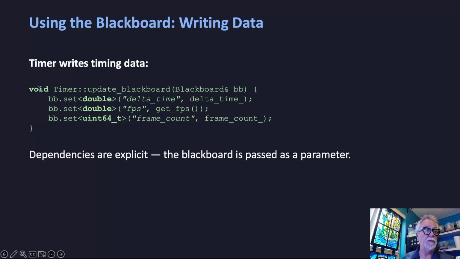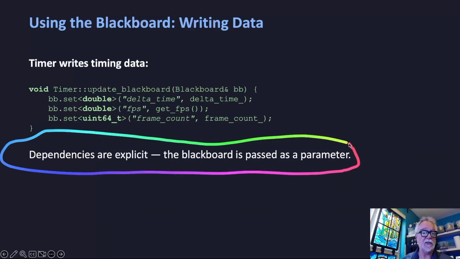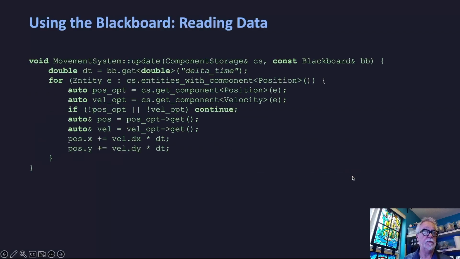So the timer, let's have a look at it. The timer update blackboard is going to set a double value for delta time. It's going to set a double value for FPS, and it's also going to set the frame counter. Notice that we're setting a double for the delta time, a double for the FPS, and an int for the frame count, right? This blackboard is an explicit dependency. We pass it in as a parameter. There's no hidden data, and there's no kind of anti-patterns here.